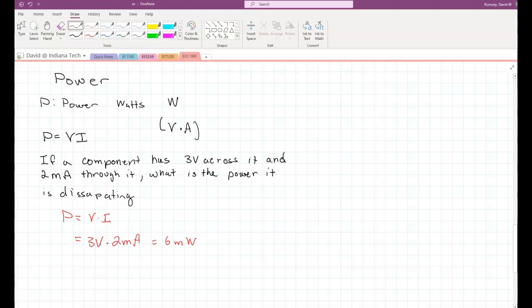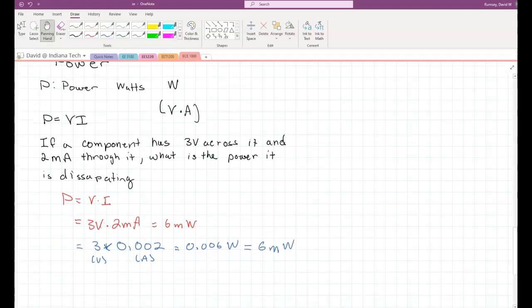Another way to think about it is simply to do the actual computation. There are a couple of ways we could type this into our calculator. We could do 3 times 0.002 if we wanted to type it in manually, because that would be 3 volts, and this represents 2 milliamps. So this is in volts, and this is in amps now. I have volts times amps, which gives me watts, and so I wind up with 0.006 watts, and then converting it using engineering notation, I'd get 6 milliwatts.